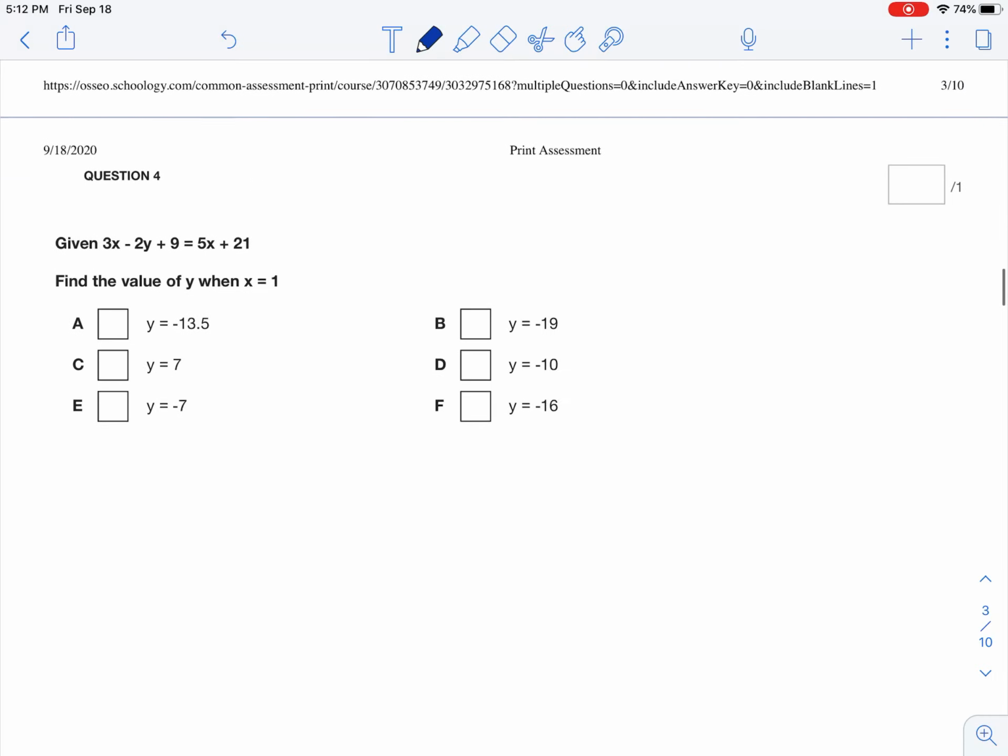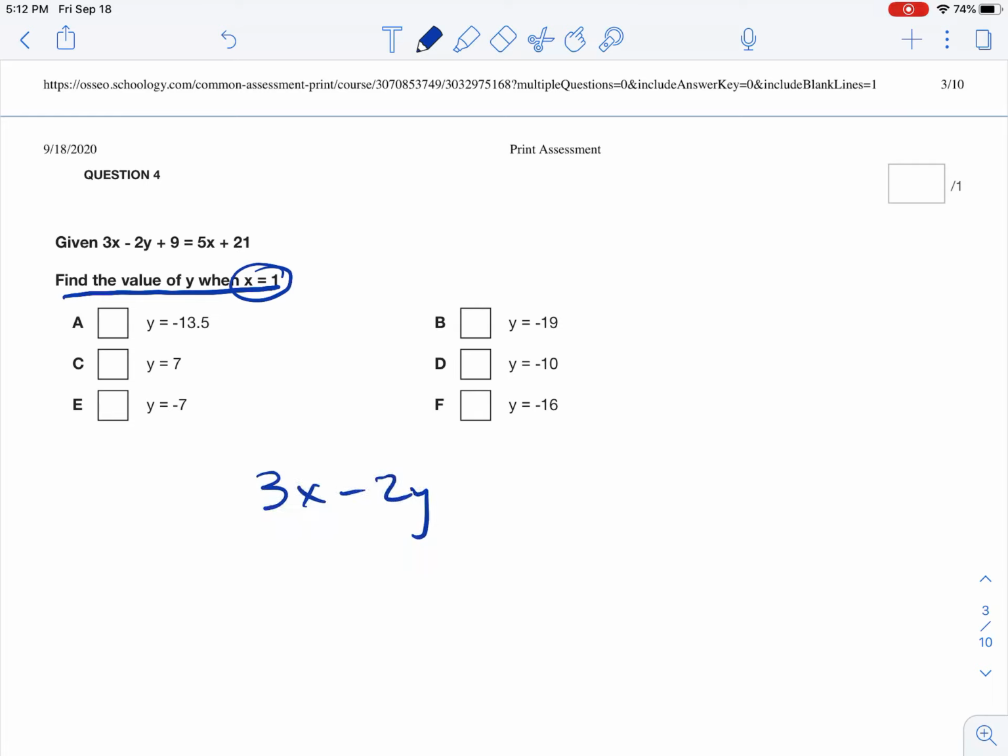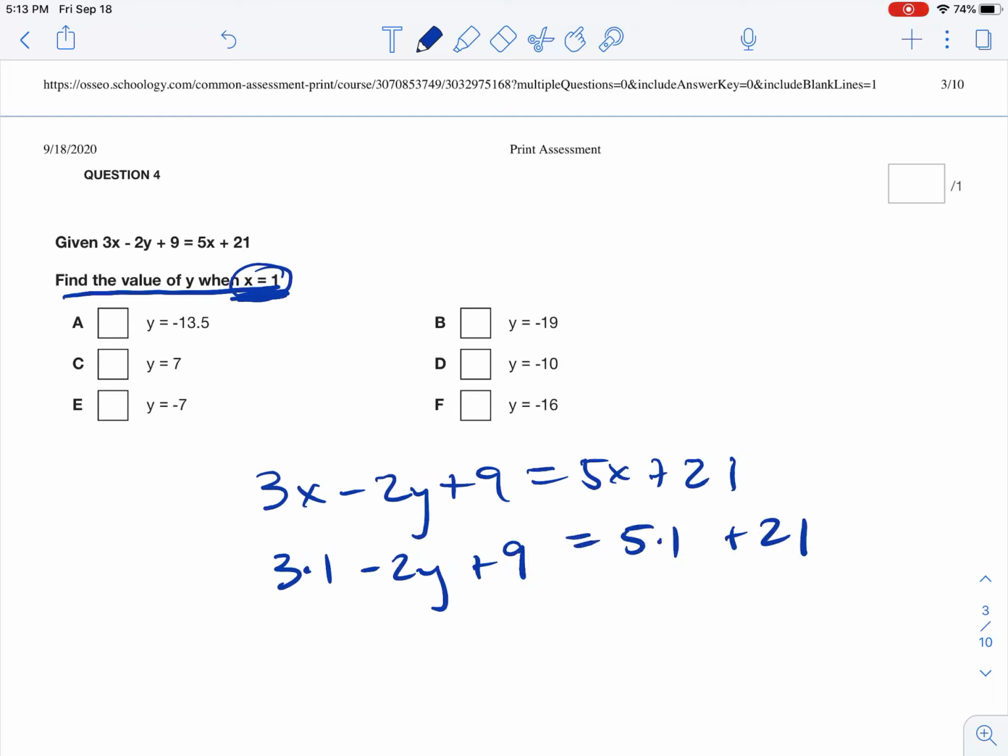So that's question 3. The same equation, but this time I'm going to find the value of y when x equals 1. So I'm coming up with a number this time. So let's just write down what we start with. And wherever I see an x, I'm going to put in a 1. 3 times 1 minus 2y plus 9 equals 5 times 1 plus 21. Well, I know that 3 times 1 is just 3. And 5 times 1 is just 5.